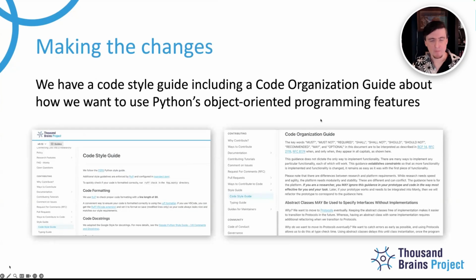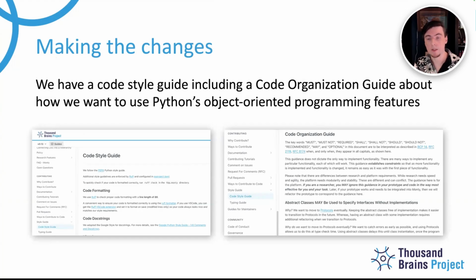Making some changes. Depending on what you're doing, different things will require different approaches. But one of the things I want to point out is that we have a style guide that goes through the different code style things we do. Code formatting is usually done automatically with Ruff. We have a particular style for how we do our docstrings.